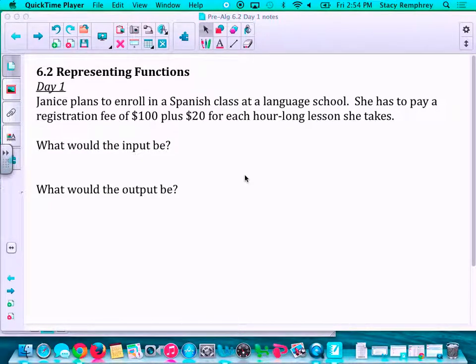Okay, this is 6.2, representing functions. So first we're going to look at situations. That's what we're going to focus on today, where I'm going to tell you a situation in words and we're going to transform that into a couple different ways.